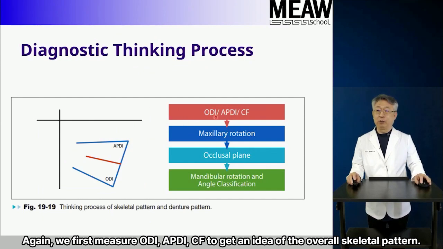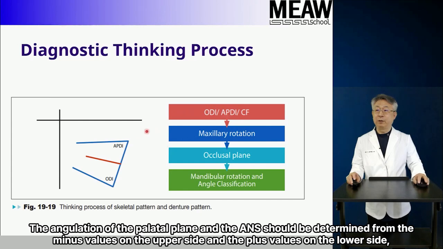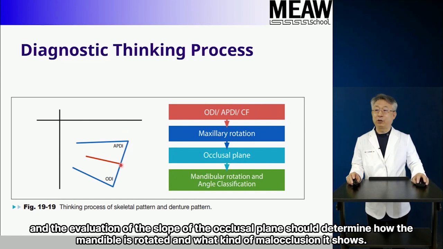Again, we first measure ODI, APDI, CF to get an idea of the overall skeletal pattern. The angulation of the palatal plane and the ANS should be determined from the minus values on the upper side and the plus values on the lower side. And the evaluation of the slope of the occlusal plane should determine how the mandible is rotated and what kind of malocclusion it shows.